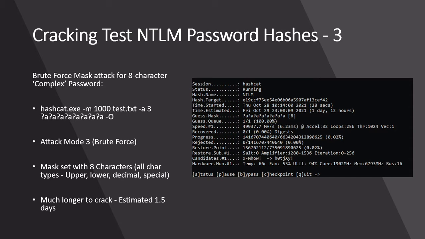All right, for this example, we have a complex password that is 8 characters. This password uses uppercase, lowercase, number, and special characters, but the number and special character are not at the end, so we can't use a specific mask at each position this time. So let's try a mask attack with 8 characters set to all character types. The attack mode is changed back to 3 for brute force. The hash has been updated in the test.txt file, and the attack is kicked off.